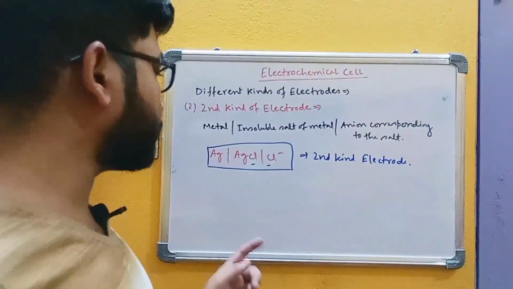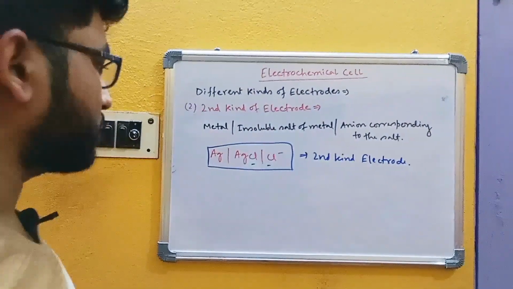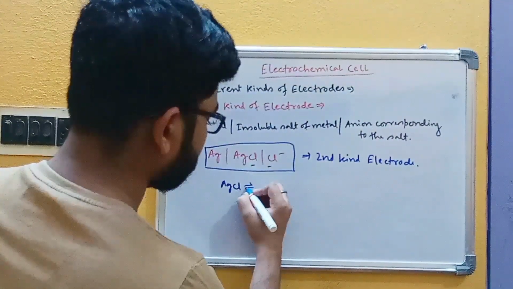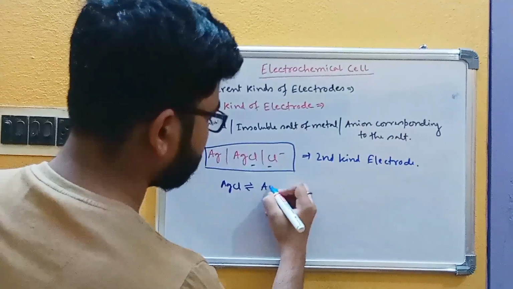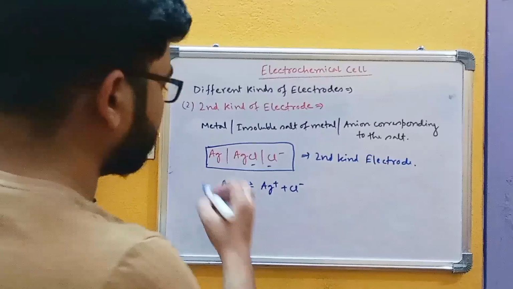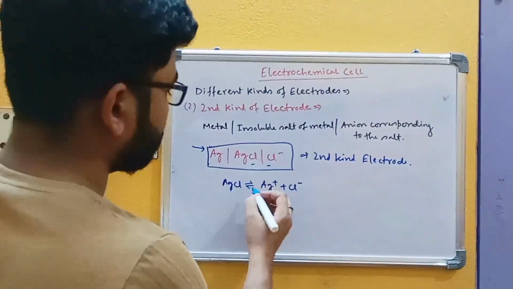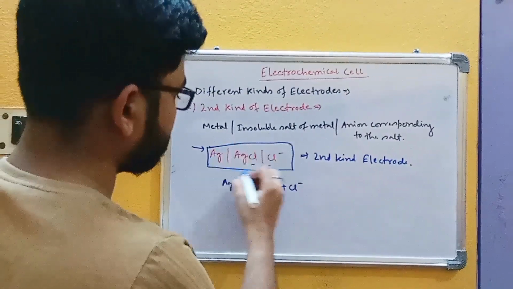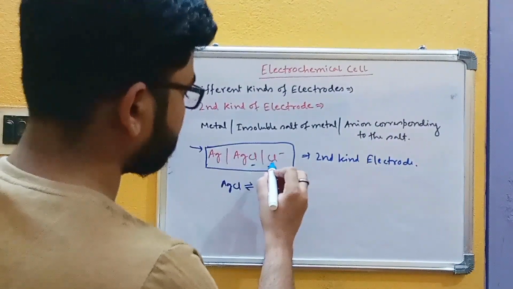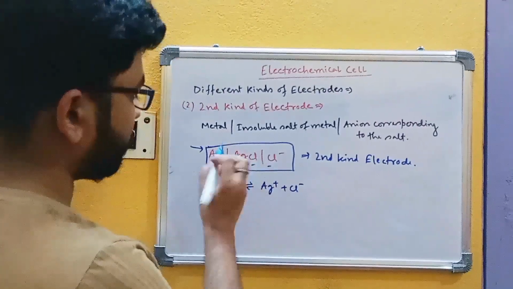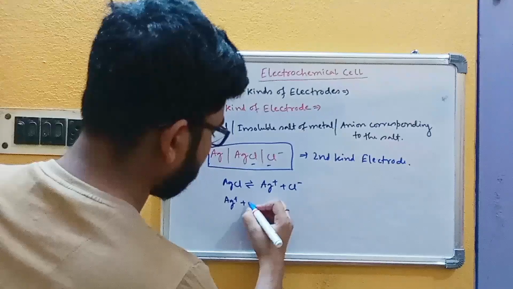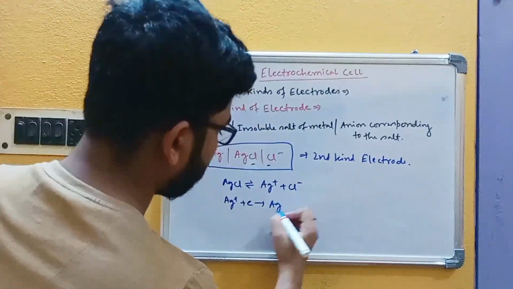Now how do we write the half cell reaction of this electrode? Firstly, start with the salt. This AgCl dissociates as follows: Ag plus plus Cl minus. Now look, in this representation of the electrode, there is no Ag plus. Here is Ag, here is AgCl, here is Cl minus. So there is no Ag plus. So you have to write Ag plus in terms of Ag. So Ag plus takes one electron and converts to Ag.